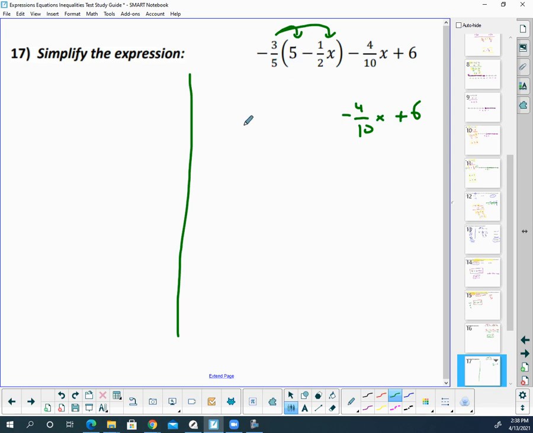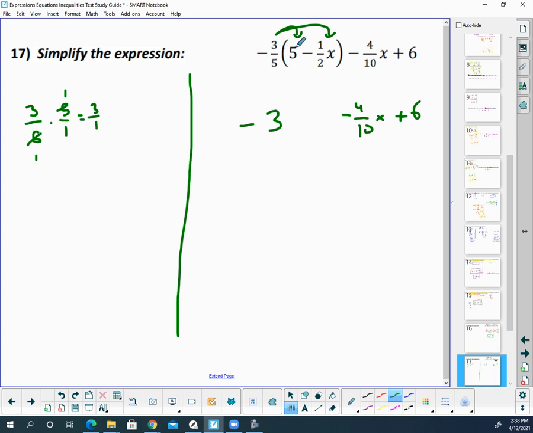All right, let's do this. -3/5 times +5. Well, that's a negative times a positive is a negative, so let's do the math here. If you can't do it in your head, that's fine. 3/5 times 5/1. 5 and 5 cancel each other out. I'm left with 3/1. So this is just -3.